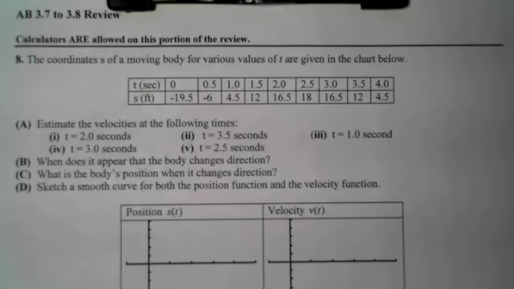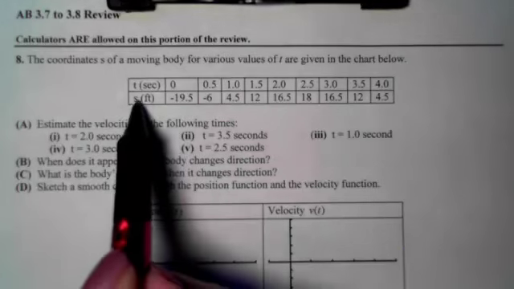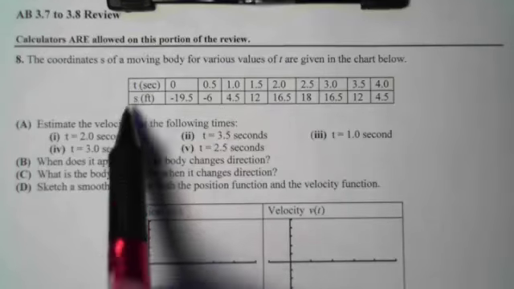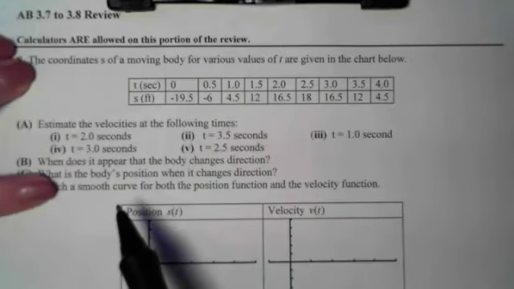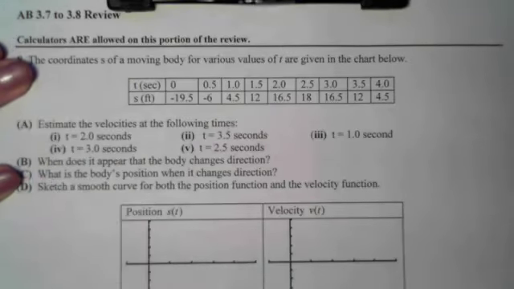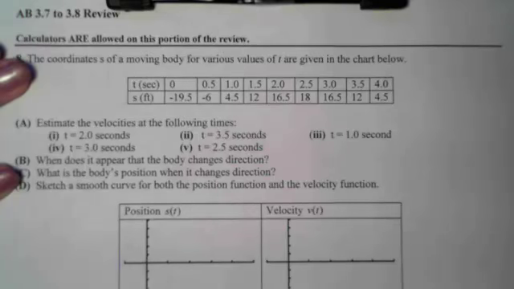Okay, this is the 3.7 to 3.8 review. Calculators are still allowed, and this is number 8, corresponding to a multiple choice problem. There are multiple things that I ask on this problem, and they all stem from a chart of data for the position and the time for a particular moving body. So part A says we want to estimate the velocities, and velocities are derivatives.